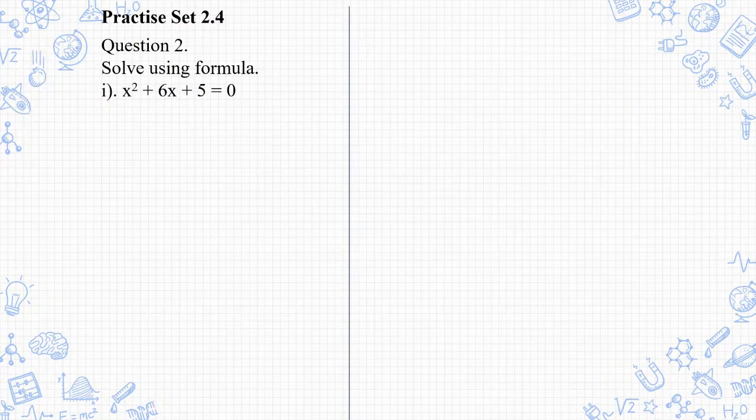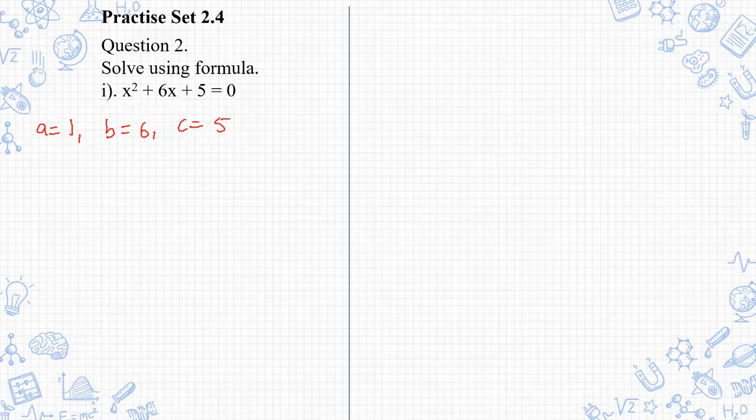Okay. Now we will use the formula and we'll solve one sum, and this is question 2 of your practice set 2.4 that says solve using the formula method. So the first sum is x square plus 6x plus 5 equal to 0. Whenever we are solving such types of sums, you first write down the values of a, b and c. So in this case, a is 1, b is 6 and c is 5.